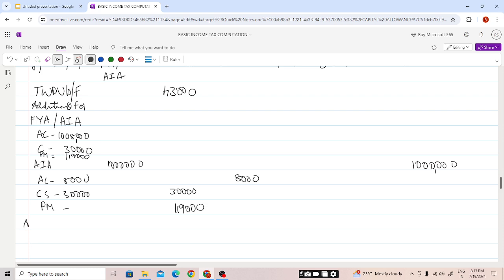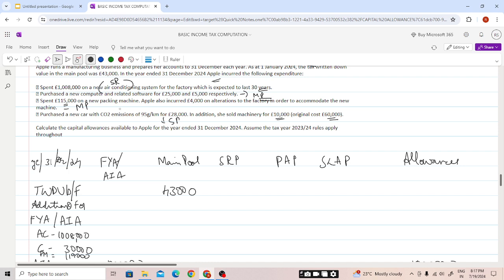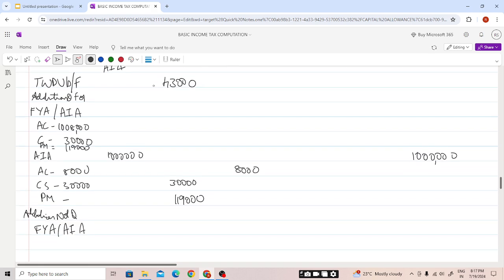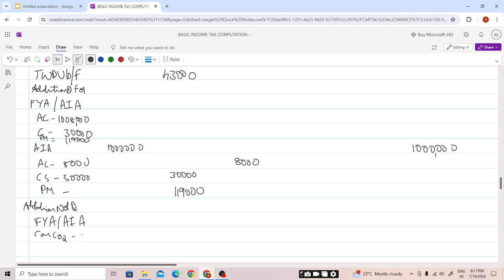After additions not qualifying for FIA and AIA, first AIA is allocated to this, then we have calculated this, then the purchase. So this, students, is a car with CO2 emission of 95 grams per kilometer. So it will come under the special rate pool. It is of cost 28,000.